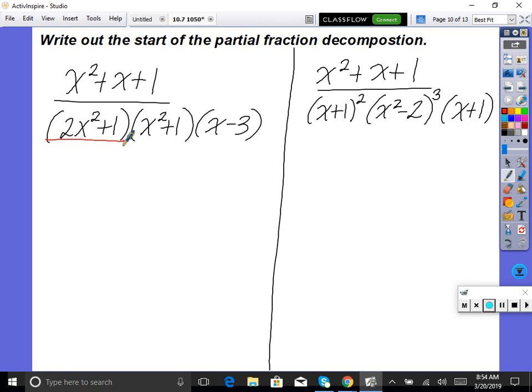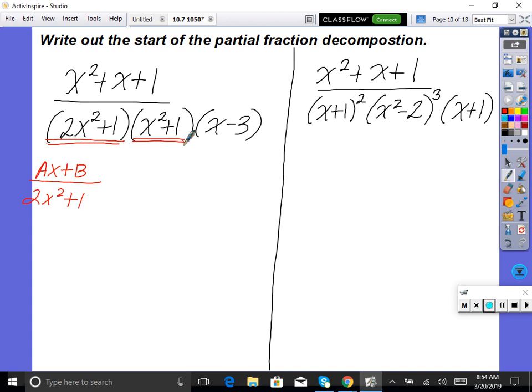Okay, first of all, isn't this a quadratic that doesn't factor? Quadratic that doesn't factor, isn't that the linear on top? Okay, so let's write it. We would have ax plus b over x squared plus 1, because that can't be split up. That's got to be all one term, but we have to have ax plus b.